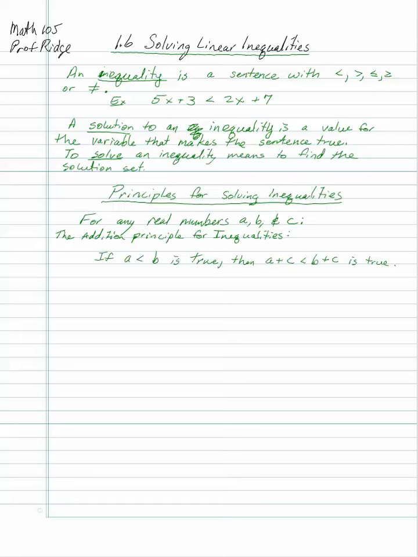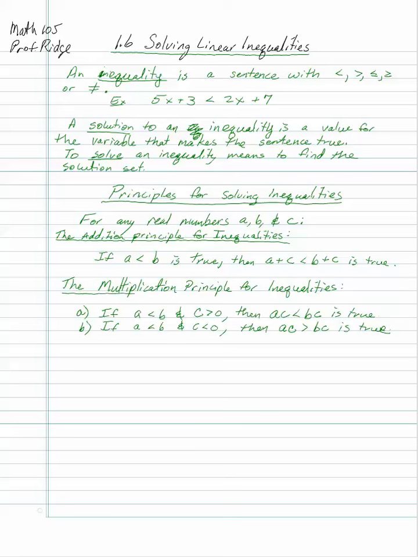Principles for solving inequalities. For any real numbers a, b, and c, we have the addition principle for inequalities. If a is less than b is true, then a plus c is less than b plus c. This looks pretty similar to the addition principle for equations. If you add a number to both sides, you'll be fine. This is also true for a greater than statement. You can add the same number to both sides and not affect the validity of the statement.